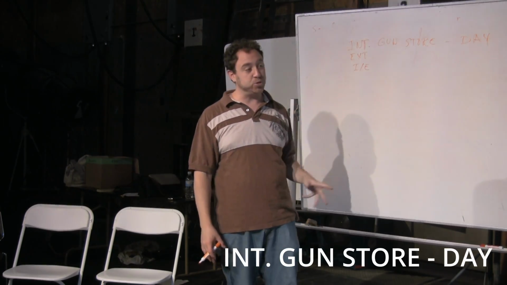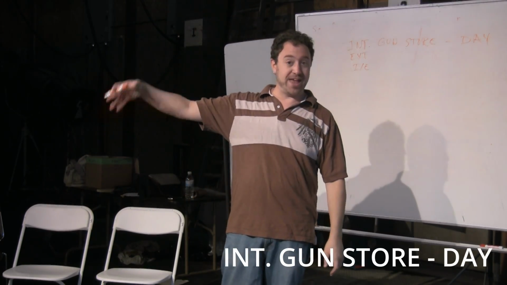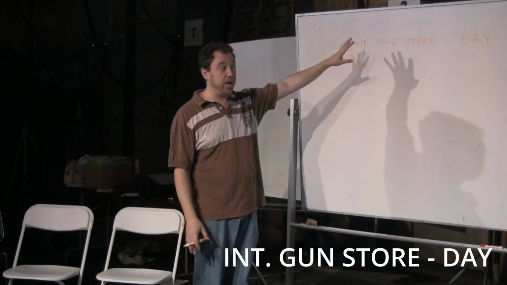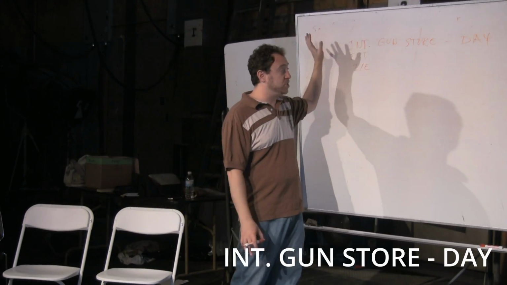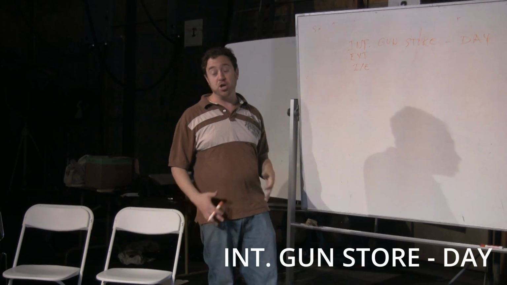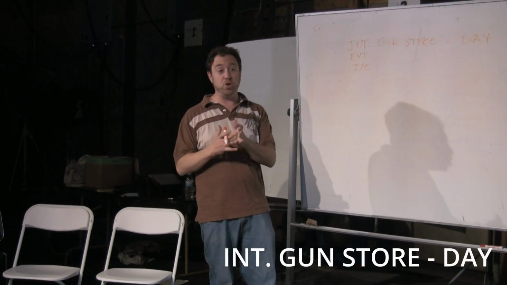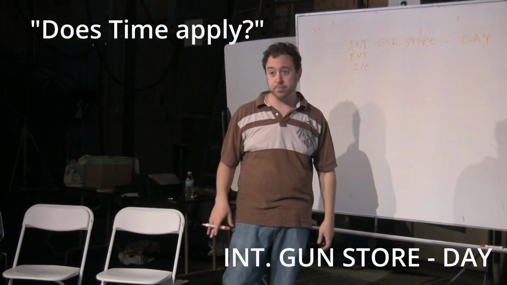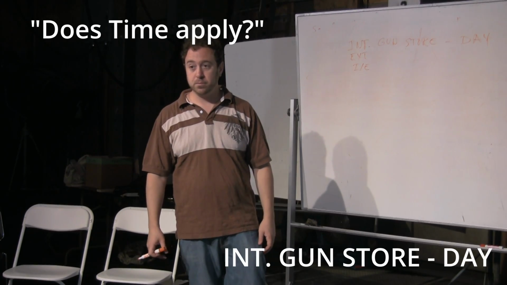If somebody is in their bedroom and then they go into the bathroom, that is a separate location. It must have a separate slug line. Every time you change locations, it must have a new slug line. It's very important. Otherwise, when you get to production, you can get yourself in big trouble. You didn't account for all the scenes you've got, and you're not going to be able to get your day, and you're going to have a problem. Does time apply to locations?